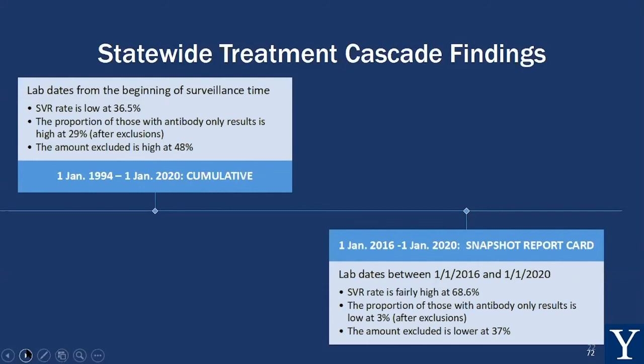But if you look at a more snapshot report card approach, where we constrain the data to dates that are much more recent, our SVR rate in Connecticut is fairly high at 68.6%. The proportion of those with antibody-only results is lower at 3%. It's much more up-to-date data, and the amount excluded is much lower at 37%. So one can say, well, we like the snapshot look. It makes us look pretty good. But is this a much more relevant look, because it's much more up-to-date, and frankly, much more representative of the DAA timeframe? Next slide.